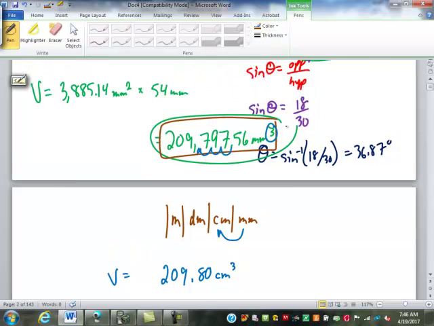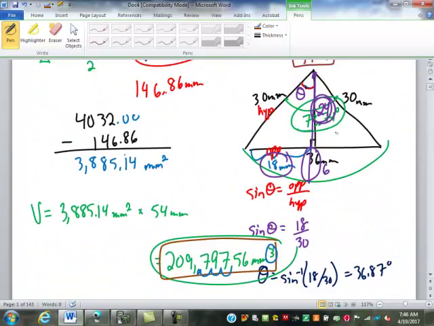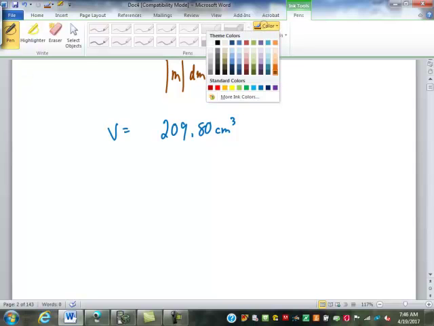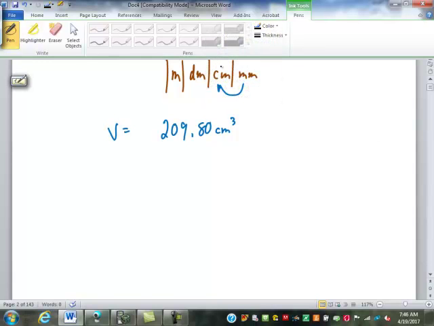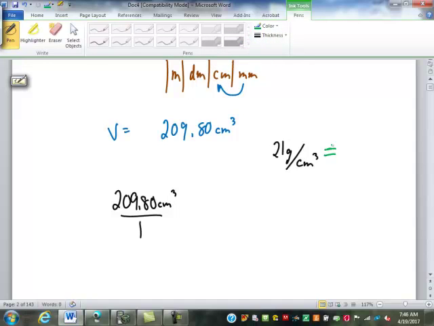And now we can use that and our density, 21 grams per centimeter cubed. Now, you might be looking at this. We haven't done a lot of density calculations. We did a little bit about week 10 or 11 last fall. This 21 grams per centimeter cubed can be thought of as an equivalency. That is saying 21 grams equals 1 centimeter cubed. That's what that's saying. And we can use that as a conversion.